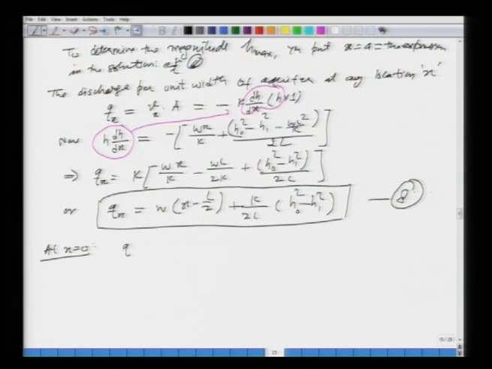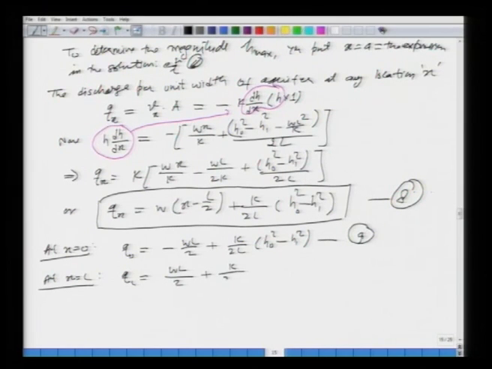you will have q 0 is equal to minus W L by 2 plus k by 2 L times h 0 square minus h 1 square. This is my equation number 9, and at x is equal to L, q of L is going to be W L by 2 plus k over 2 L times h 0 square minus h 1 square. This is your 10, and then you can simplify this further.